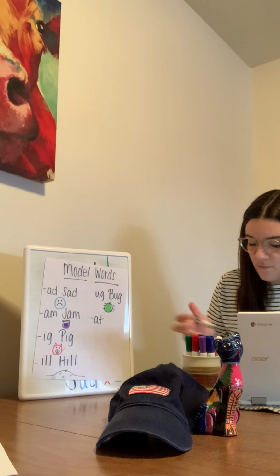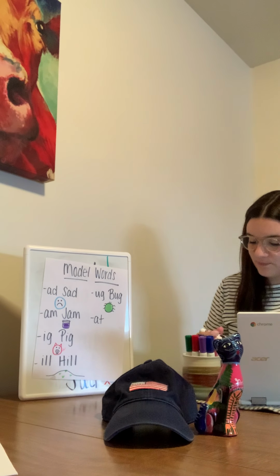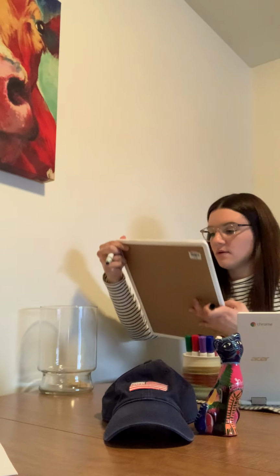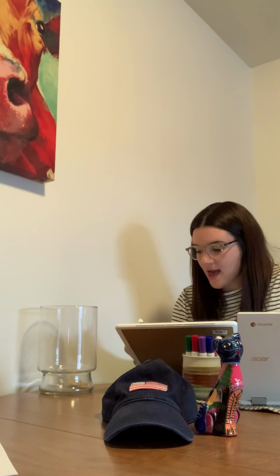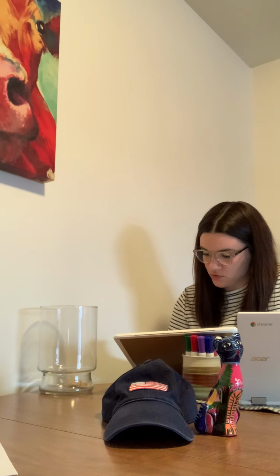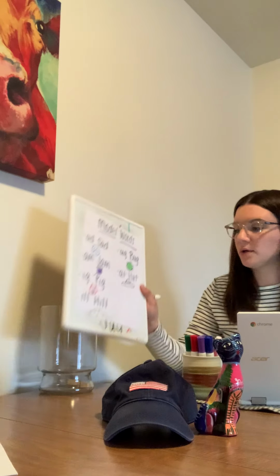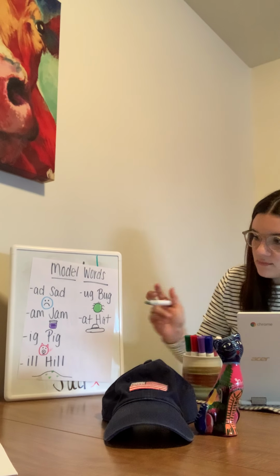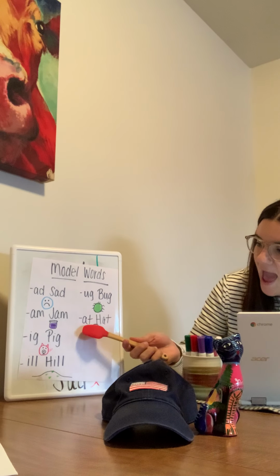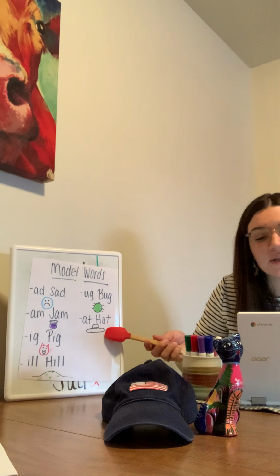And our model word for this new pattern is hat, like I have here. A hat. Who can help me spell our new model word? Correct. H-a-t. Very good job. And I'm also going to draw a picture of a hat here. We can also use that to help us remember. So our new pattern today is at, as in at, hat. And we also have a little picture here of a hat.